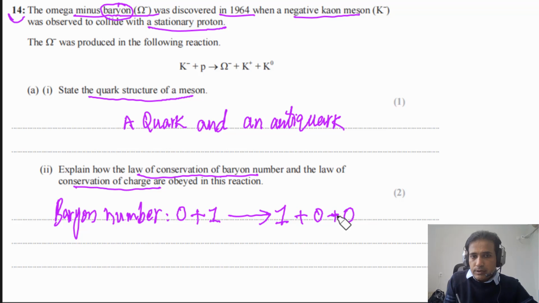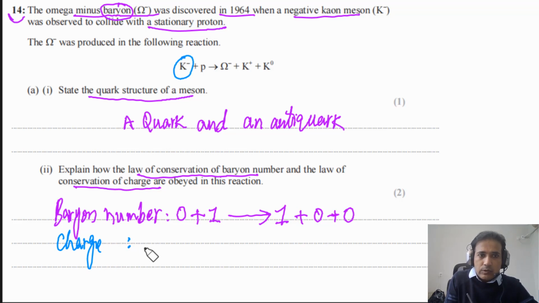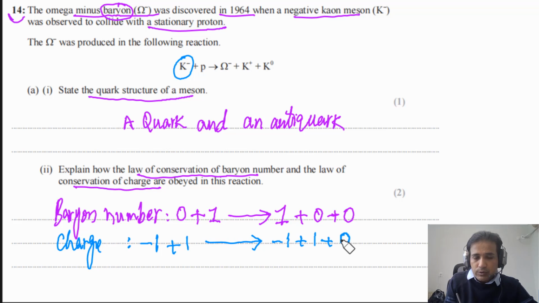Now if we look at the charge, the charge of minus kaon is equal to minus 1, and the charge of proton is equal to 1, and the charge of omega minus is minus 1, and the charge of positive kaon is plus 1, and the charge of neutral kaon is equal to 0. So the baryon number is conserved, and charge is also conserved. So this is how we can answer.